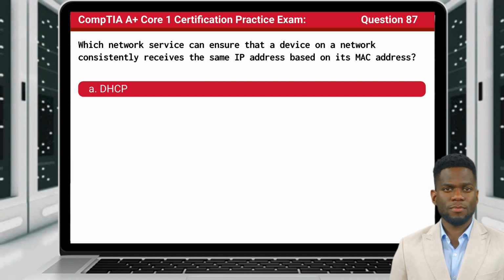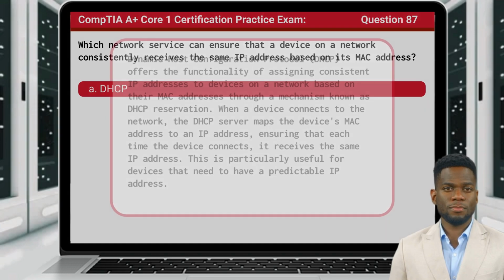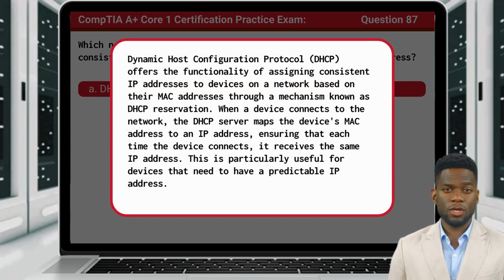The answer is A. DHCP. Dynamic Host Configuration Protocol, DHCP, offers the functionality of assigning consistent IP addresses to devices on a network based on their MAC addresses through a mechanism known as DHCP reservation. When a device connects to the network, the DHCP server maps the device's MAC address to an IP address, ensuring that each time the device connects, it receives the same IP address. This is particularly useful for devices that need to have a predictable IP address.